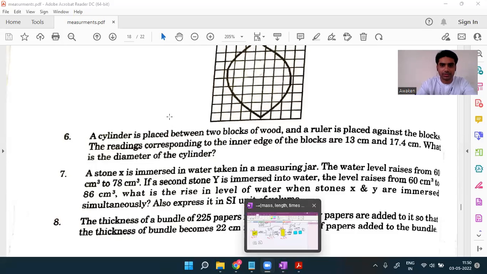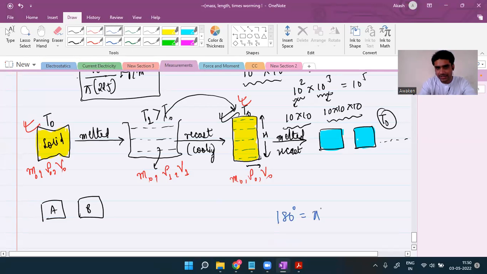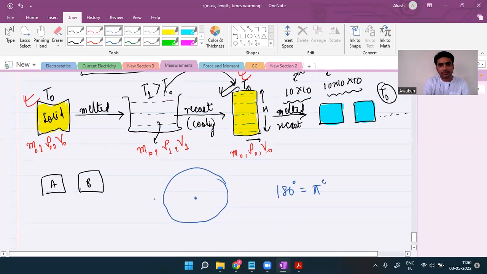Share my screen. You're able to see my screen, right? Yeah. See, that's how we write: 180 degrees is pi radians. That's it. So this is a circle. I'm going to prove something to you right now. This angle is how much? 180. And that is pi radians.